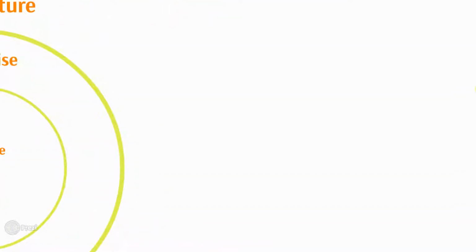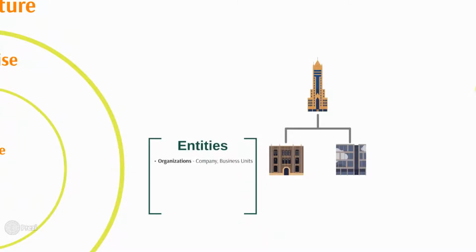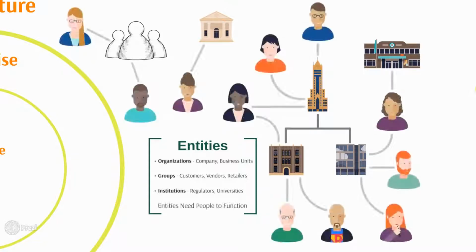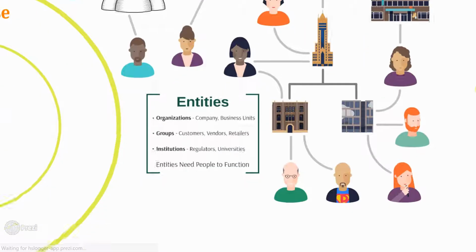Business architecture begins by modeling the structure of what Plantain calls entities. Entities include organizations and their business units. Outside entities include groups such as distributors, retailers, customers, and vendors, along with institutions such as regulators and universities. And of course, entities cannot function without their people.